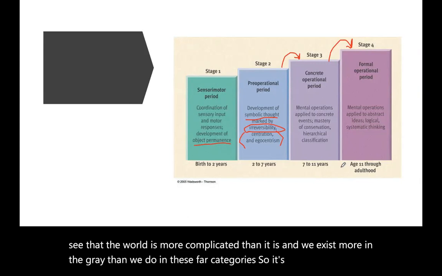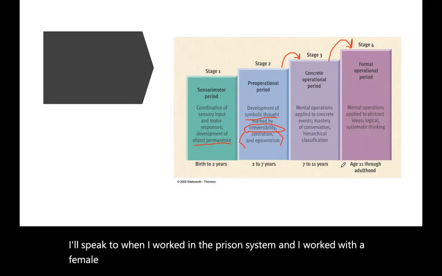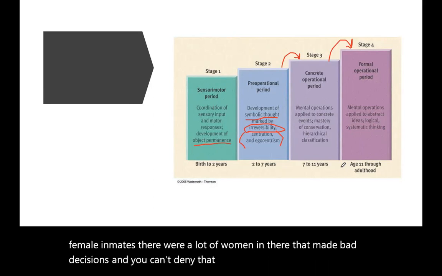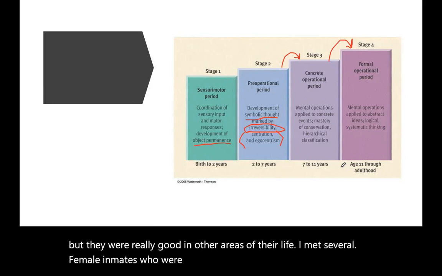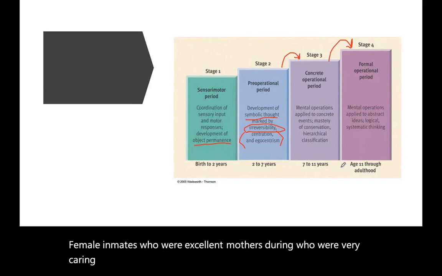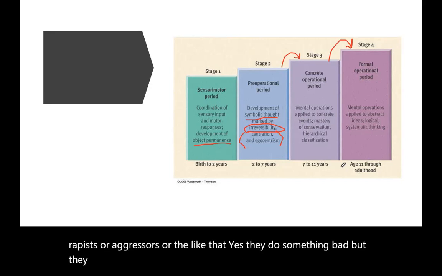So it's the ability to say, I'll speak to when I worked in the prison system and I worked with female inmates. There were a lot of women in there that made bad decisions, and you can't deny that, okay? They made bad decisions, but they were really good in other areas of their life. I met several female inmates who were excellent mothers during visitation, who were very caring and loving. They weren't just these cold robbers or rapists or aggressors or the like. That yes, they do something bad, but they also have good qualities as well.